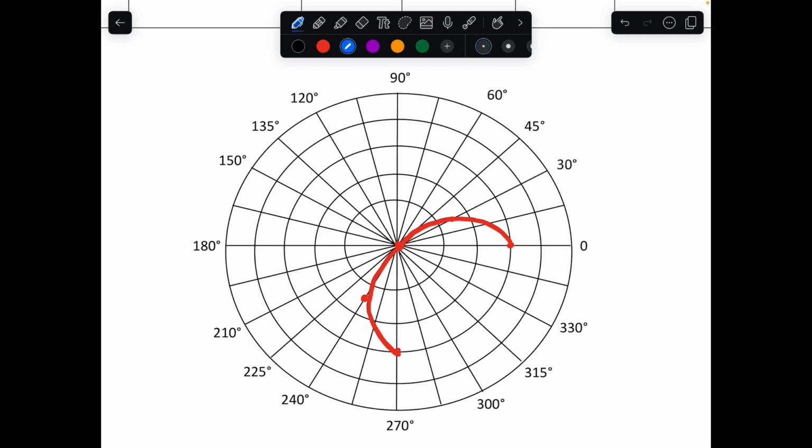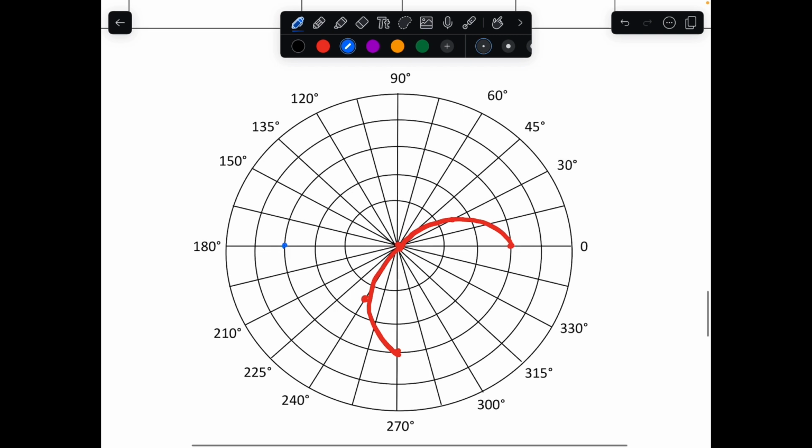So at an angle of 180 degrees, we have a value of 3. So we'll plot the point right there. Then at 150 degrees, we have 1.5. So right over here. Now at 135 degrees, we're actually at a value of 0. So we're back on the pole. At 120 degrees, we have a value of negative 1.5. So we'll be about right here. And then at 90 degrees, we have a value of negative 3.